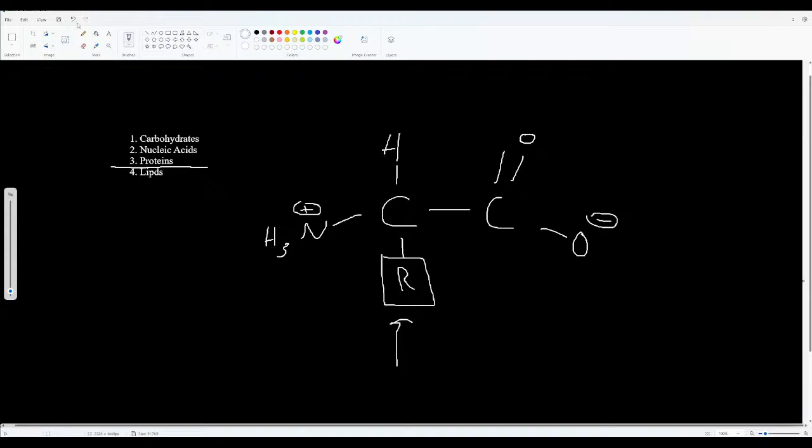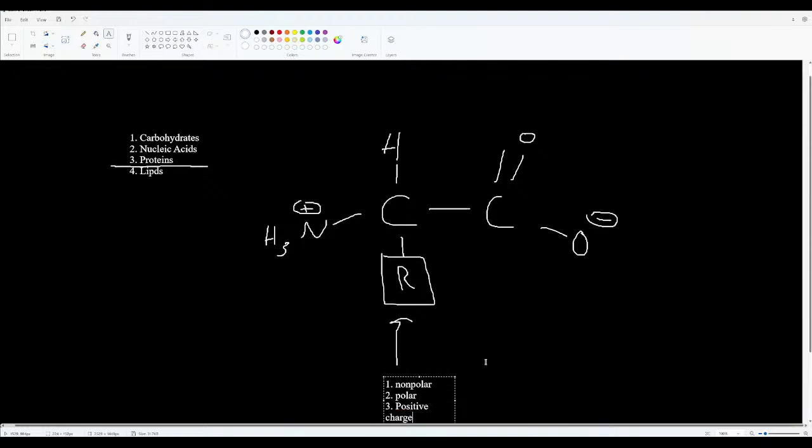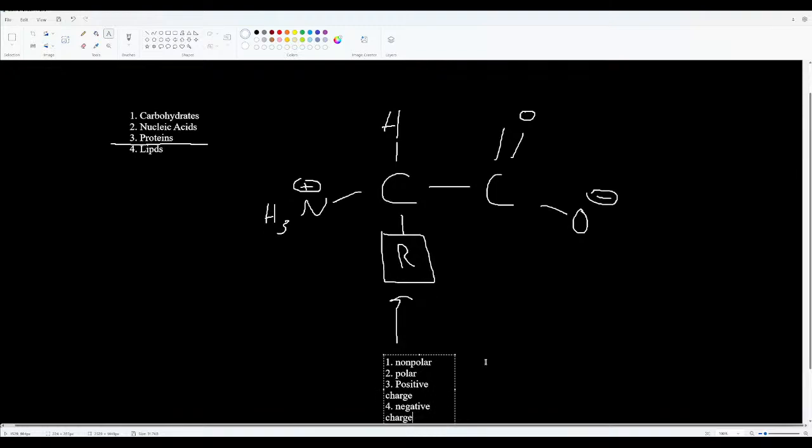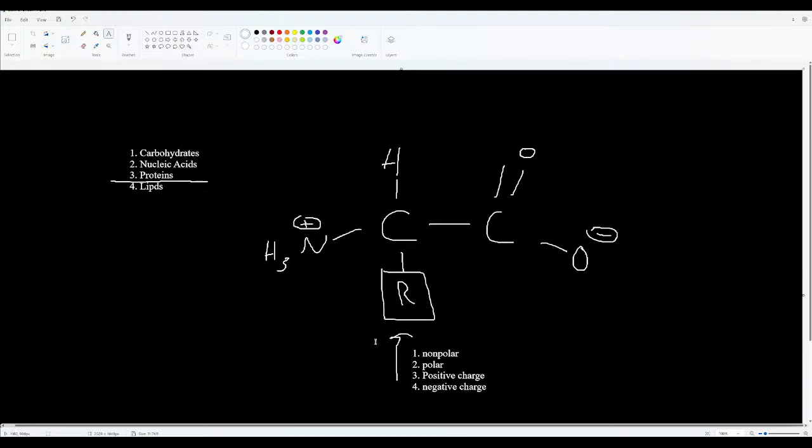The R group can be separated into four different categories: nonpolar, polar, positively charged, and negatively charged. That R group can fall into one of four categories.